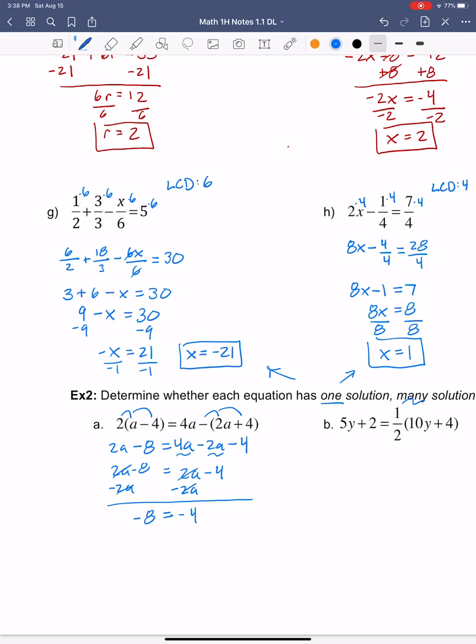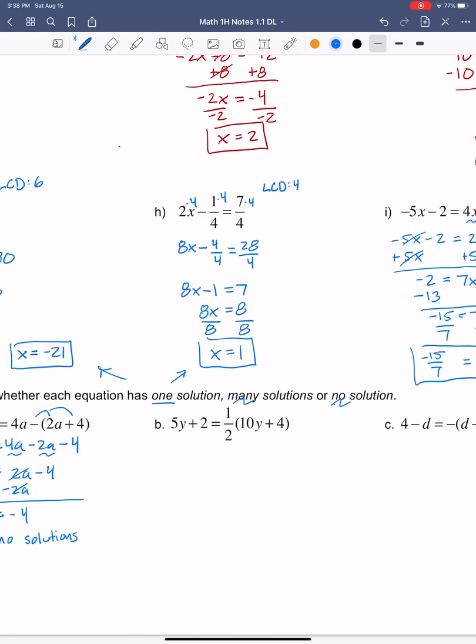And so we have to ask ourselves, is this true or false? Well, negative 8 doesn't equal negative 4. That's a false statement. So that means that this equation has no solutions. So if we get a false statement like this, all the variables are gone, we get a false statement, that means that we have no solutions.